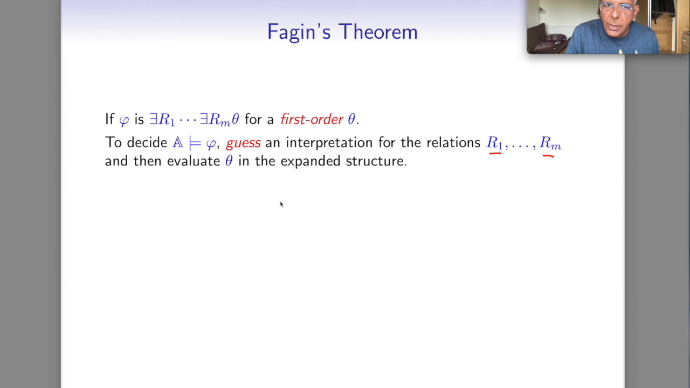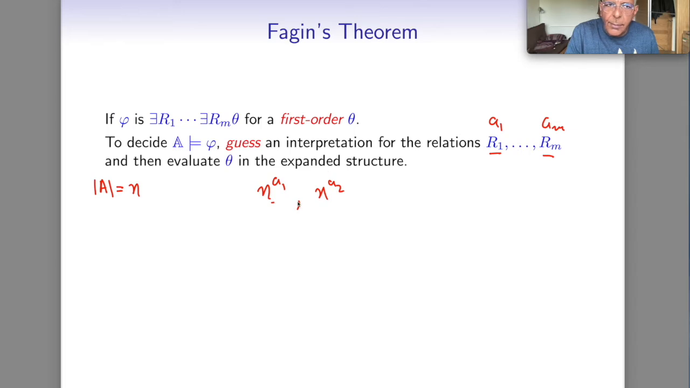It really means, let's say, the arity of these is A1 through Am, and the size of the structure A is n. Then we have n to the A1 bits to represent an arbitrary relation R1. Each one of those bits can be 0 or 1, and we can non-deterministically branch taking either 0 or 1. And that's a polynomial number of binary branching steps.